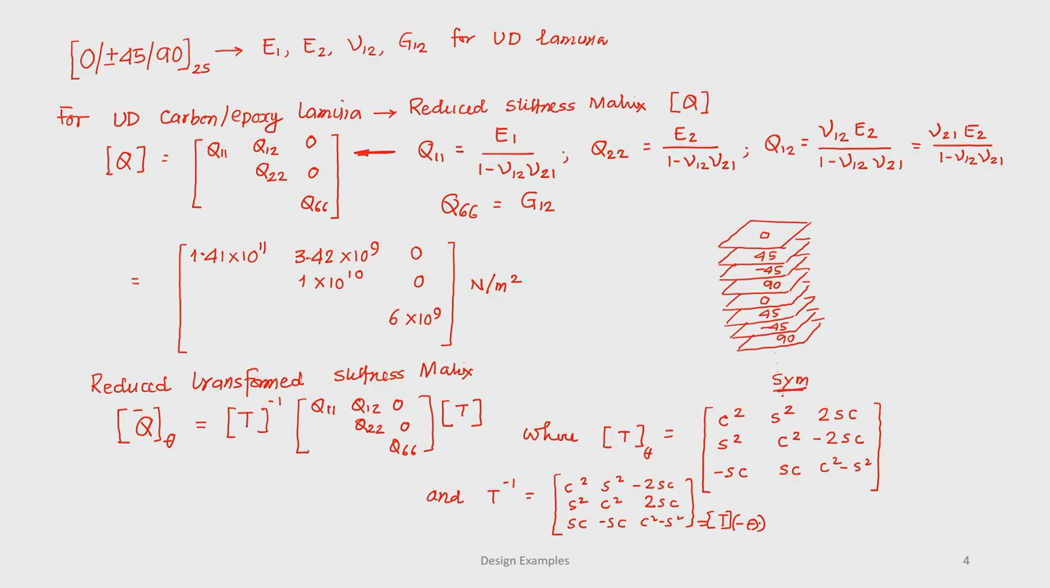Okay. So, we can find out the reduced transformed stiffness matrix for each layer. Using this we can find it for each of these layers, for each lamina. So, Q bar 0 will be nothing but Q, the same as Q, which I have just written: 1.41 into 10 to the power 11, then 3.42 into 10 to the power 9, 0, 1 into 10 to the power 10.